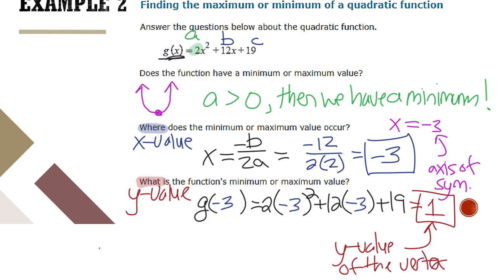And if you wanted to write the vertex very simply, which we'll talk about later, it is negative 3, because we got the x value up here, and this 1. So this is that vertex. But what answers you need are those ones in the boxes.